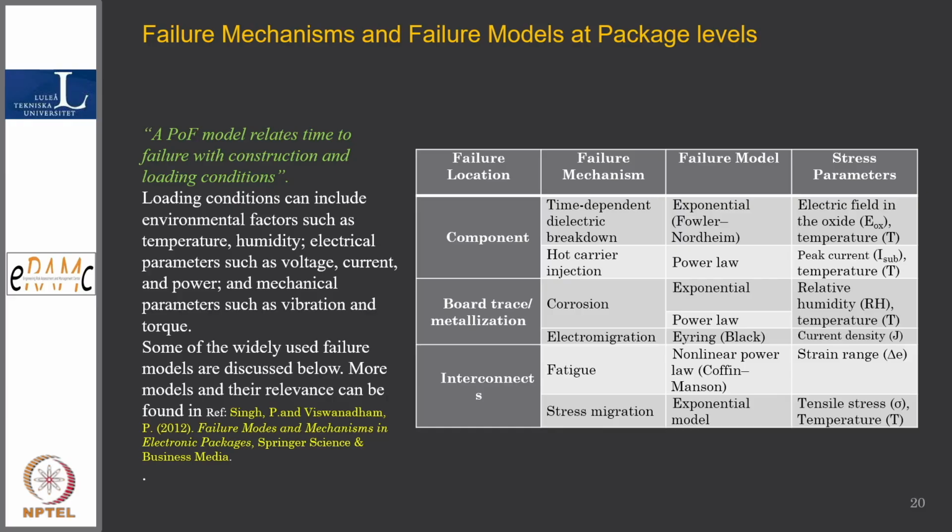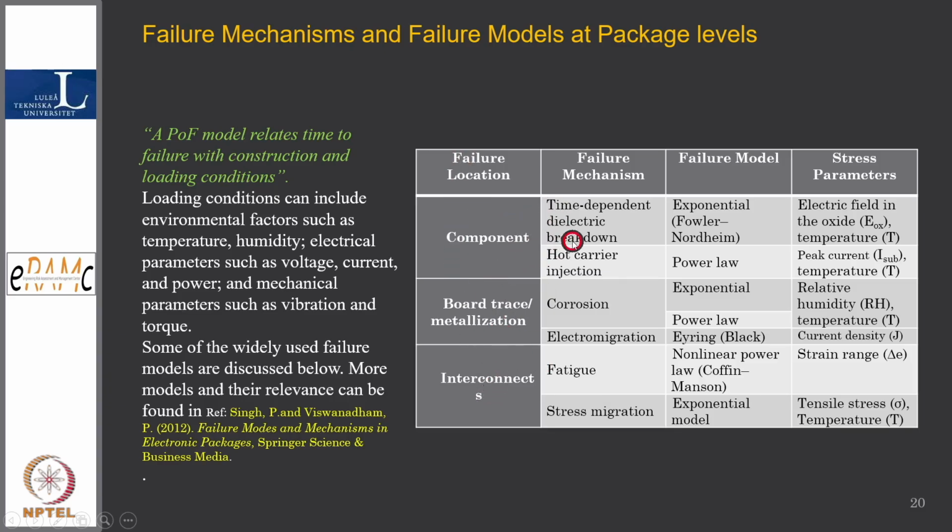Okay, so if I take the component, the failure location is a component. It could be the board or metallization. You know metallization, the copper lines running across the electronic board, is called metallization, or it could even be an interconnect, the solder joints and all. So individual components, board metallization and interconnect. These are the three failure locations that we have to talk about.